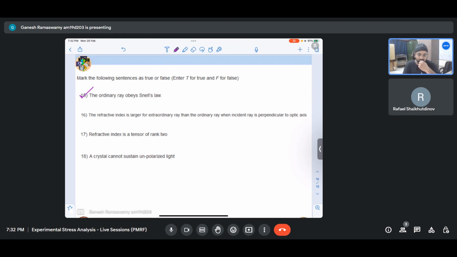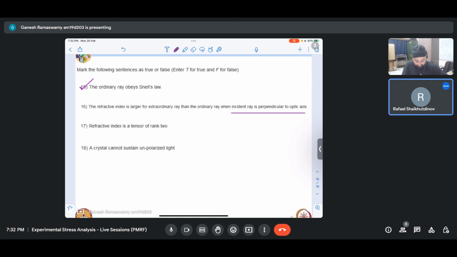If the incident light is parallel to the optic axis, then it goes unchanged, but here it is perpendicular to the optic axis. Essentially the same direction, but with different velocities.